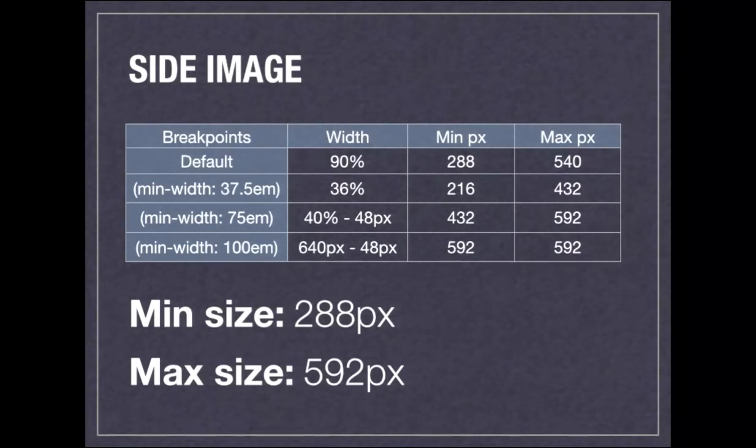So then the next one, we look at that 37.5 times 16 times 36%. That's 216. Next one, you look at the 75 ems times 36%. That's 432. And then you have 40% of 75 times 16, which is 432. And 40% of 100 times 16 is 592, and then you have the maximum.